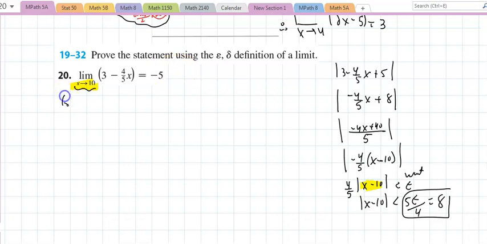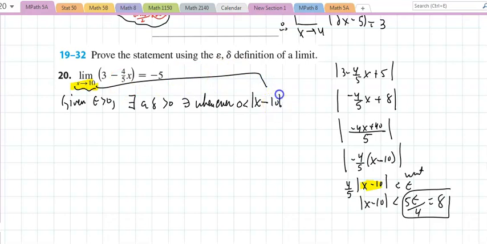Now I say, if you give me any epsilon, any small number, no matter how precise you want this to be, given epsilon bigger than 0, there exists a delta bigger than 0 such that whenever absolute value of x minus 10 is less than delta, which will equal, and guess what we're going to choose it to equal?